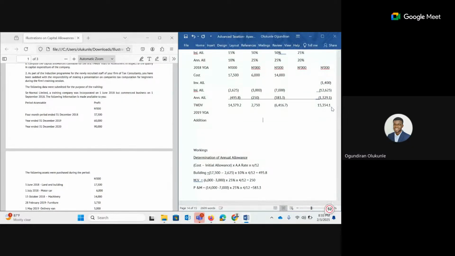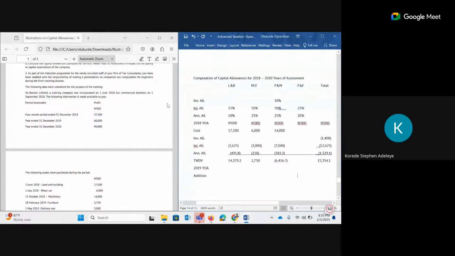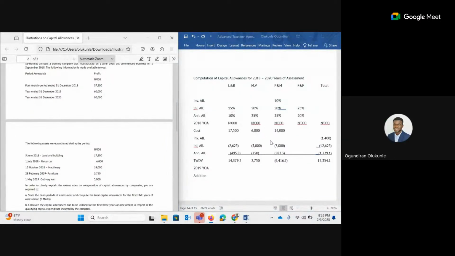Enough of that story. So what's the cost of furniture and fittings? 3,750. Right.